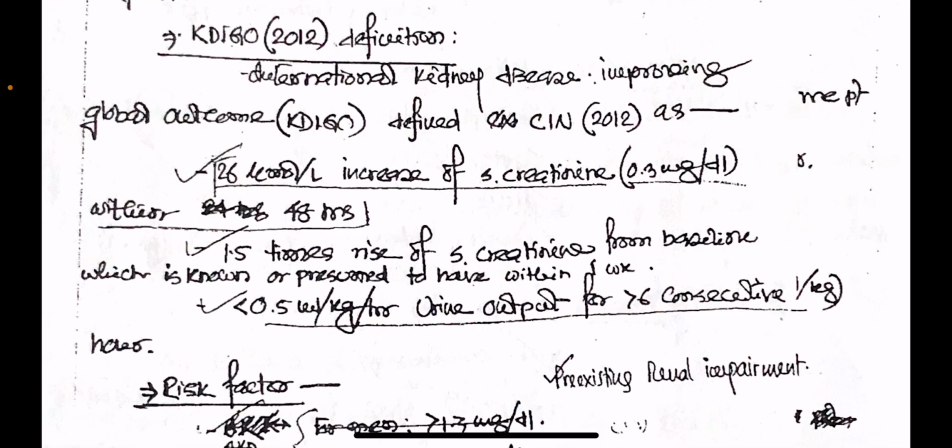less than 0.5 ml per kg per hour urine output for more than 6 consecutive hours. That is, less than 0.5 ml per kg per hour urine output for more than 6 consecutive hours.